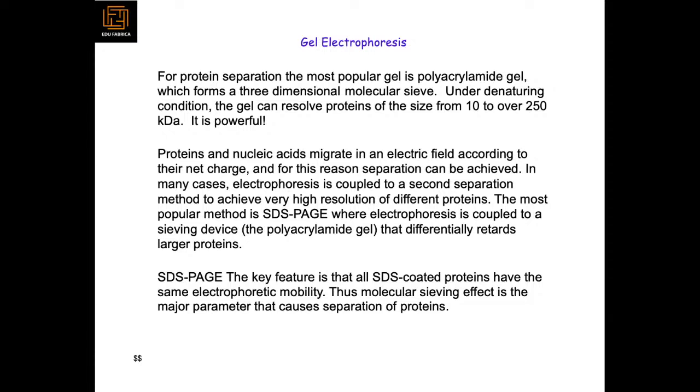Electrophoresis is coupled to a second separation method to achieve very high resolution of different proteins. The most popular method is SDS-PAGE, where electrophoresis is coupled to a sieving device that differentially retards large proteins. In SDS-PAGE, the key feature is that all SDS-coated proteins have the same electrophoretic mobility.